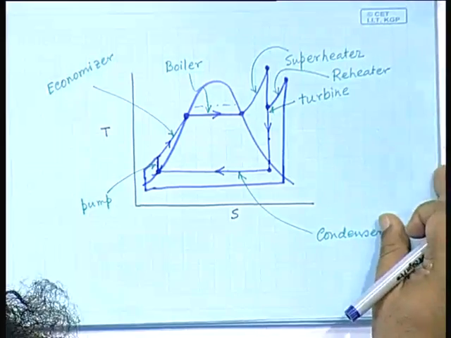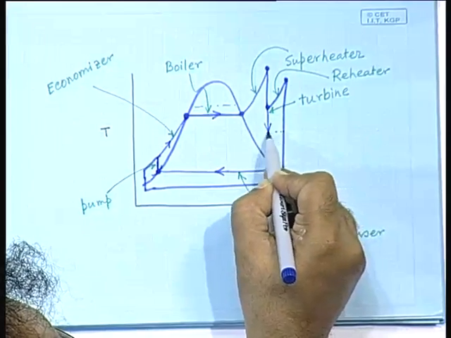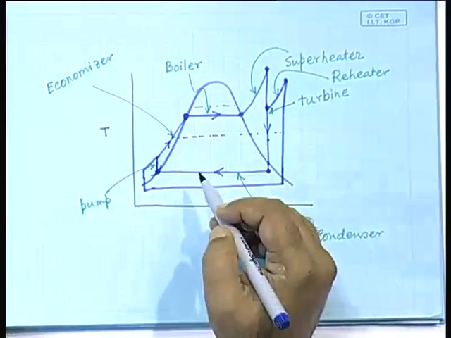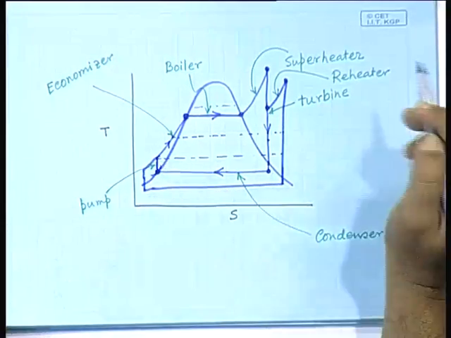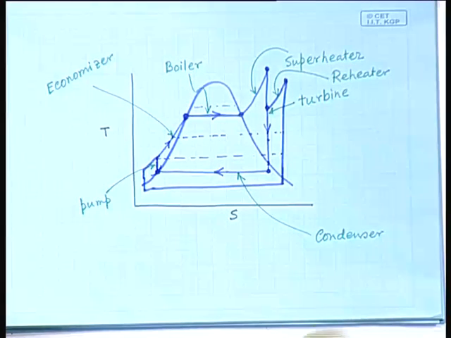So, how will you depict this? It is something like bleeding a part of the steam to be mixed here, and again another part may be mixed here. So, that is what is done. Clear?